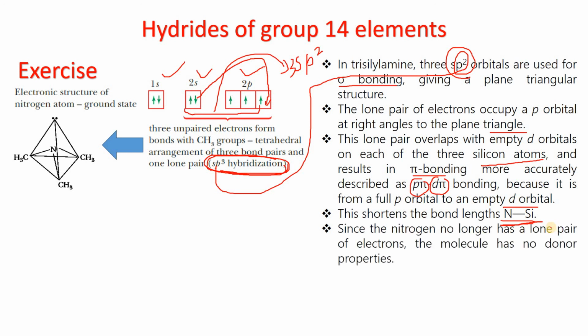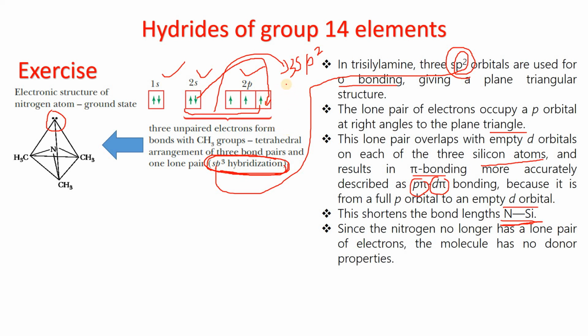Since the nitrogen no longer has a free lone pair of electrons, the molecule has no donor properties. As we know, a compound acts as a base or Lewis base when it has a lone pair of electrons to donate. In the case of trimethylamine, there is a lone pair of electrons. Here it is present, so it can donate the lone pair and acts as a base. But in the case of trisilylamine, there is no free lone pair, because the lone pair present on the 2p orbital is forming a pi bond with the empty d orbital.